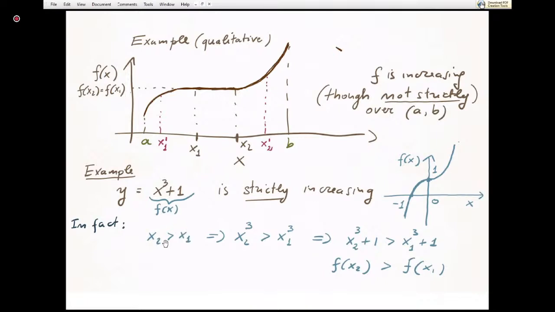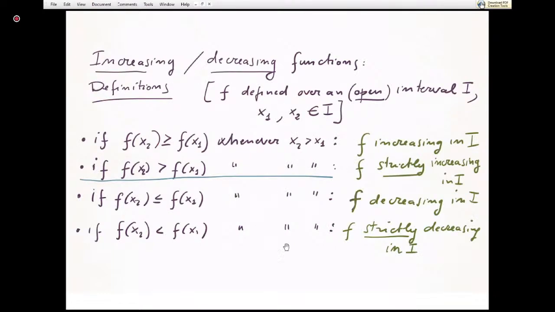Take x1 and x2 positive, negative, 0, whatever. This holds. Then if I add 1 to both sides, the sign of the inequality is preserved. So this also holds. But this is f of x2, and this is f of x1. So I have proved by the definition this situation. If x2 is larger than x1, for any x1, x2, then f of x2 is also larger than f of x1. So my function is strictly increasing over the interval.